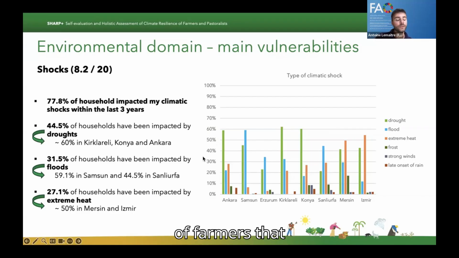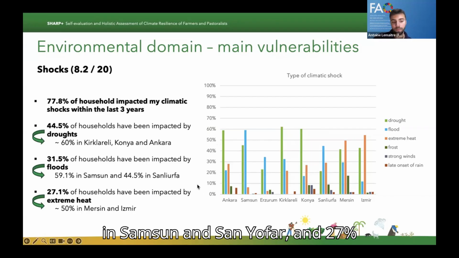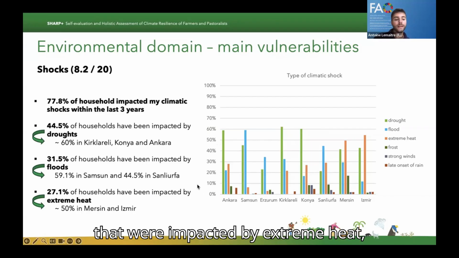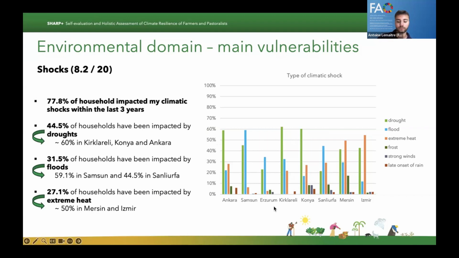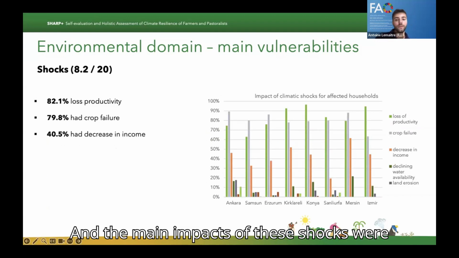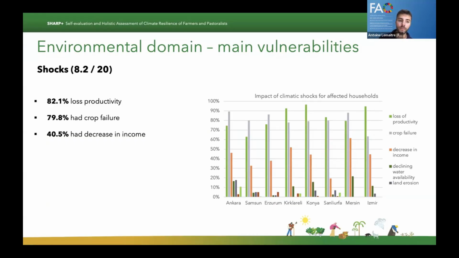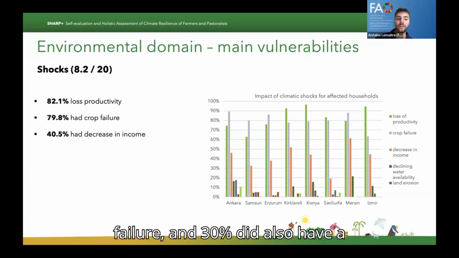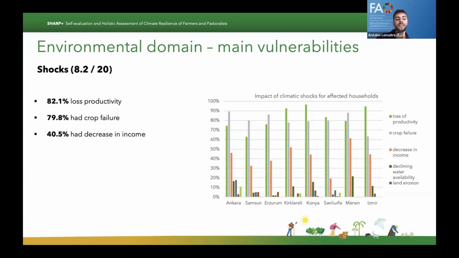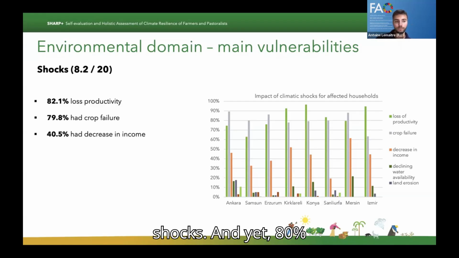We also have 31% of farmers that have been impacted by floods, especially in Samsun and Sanliurfa, and 27% that were impacted by extreme heat, especially in Mersin and Izmir. And the main impacts of these shocks were for 82% a loss of productivity. For nearly 80%, they had also crop failure, and 30% declare also have decrease in income linked to these shocks.